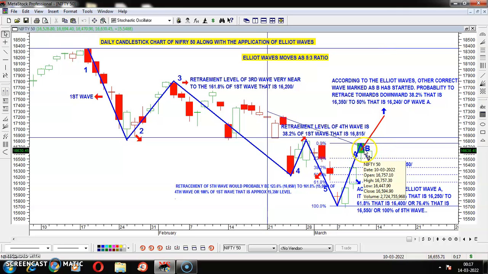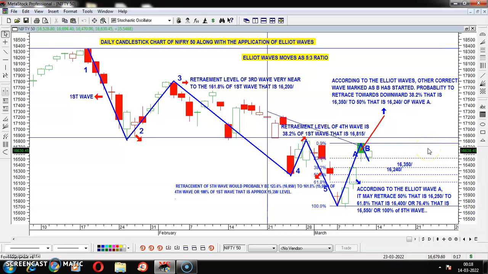Now if B continues, it may retrace towards the downside. First 16,350, the next is 16,240. It means within this range it can come down, but it can even retrace from here. If it retraces from here also, then we can say that the third corrective wave has started, and then the market is going to bounce back. So if the market comes down, it may retrace within the level of 16,350 to 16,240. This is definitely on a short-term basis. After that we can expect a bounce up from this level.